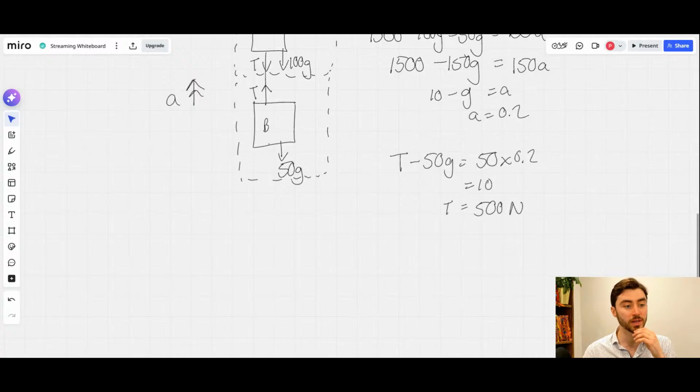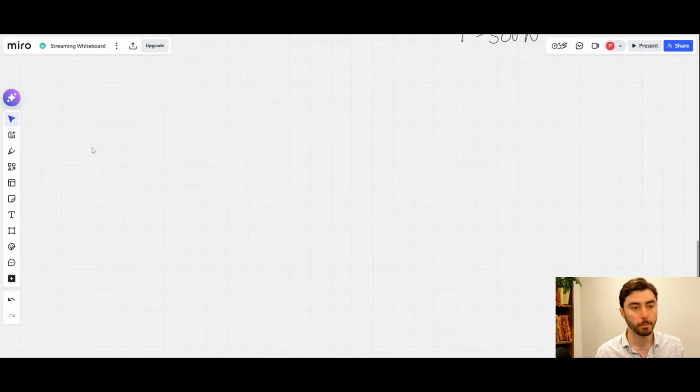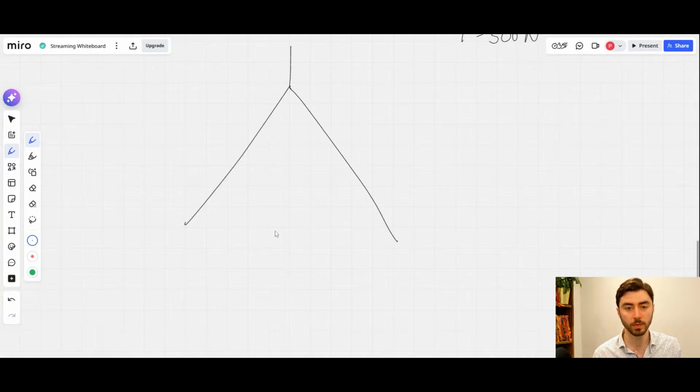So if we consider a lift problem, a classic lift problem might be something like we have a lift with two boxes on it.